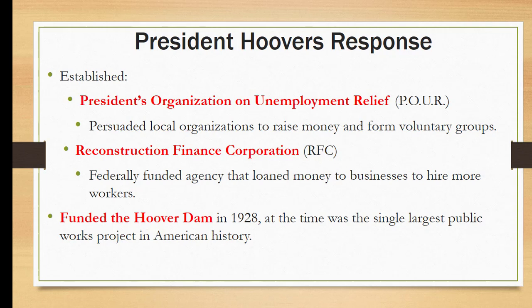The Reconstruction Finance Corporation, or the RFC. This is a federally funded agency that wasn't loaning money to individuals, it was loaning money to businesses in order to hire more workers. Work with businesses, that was going to be Hoover's approach, rather than try and provide direct aid to individuals that found themselves unemployed.